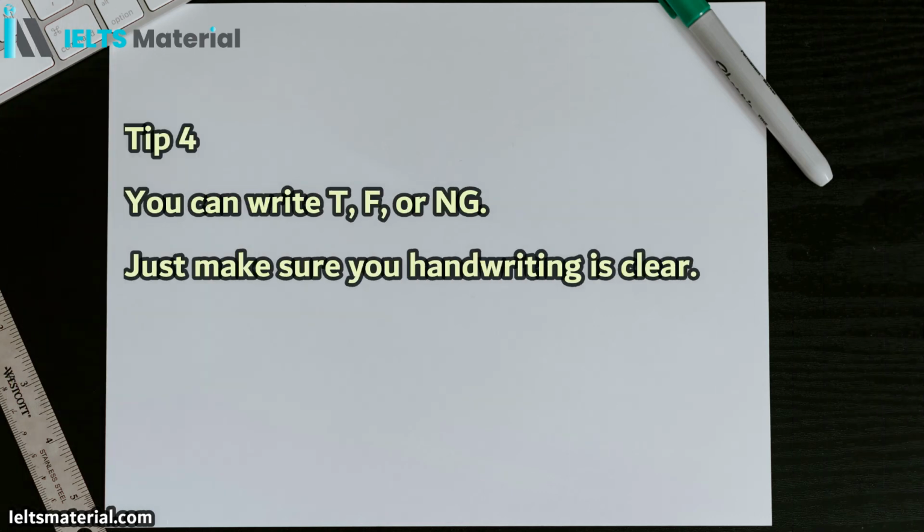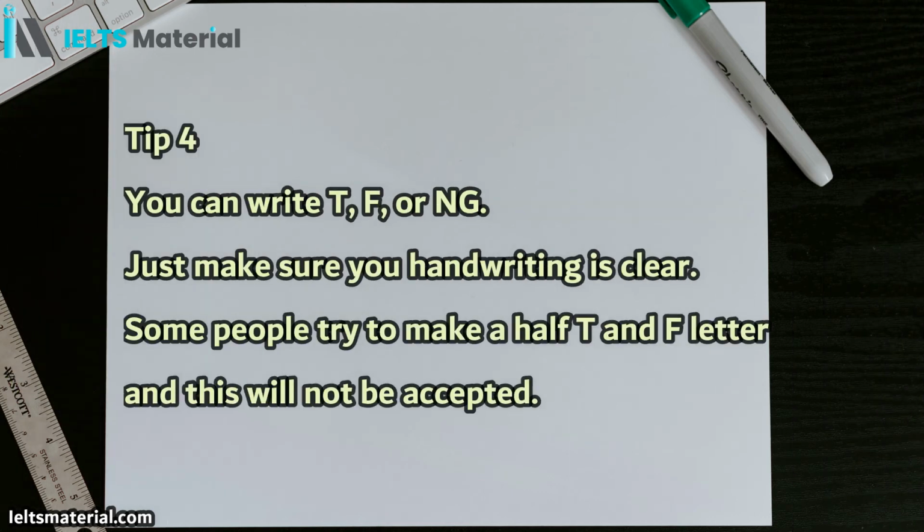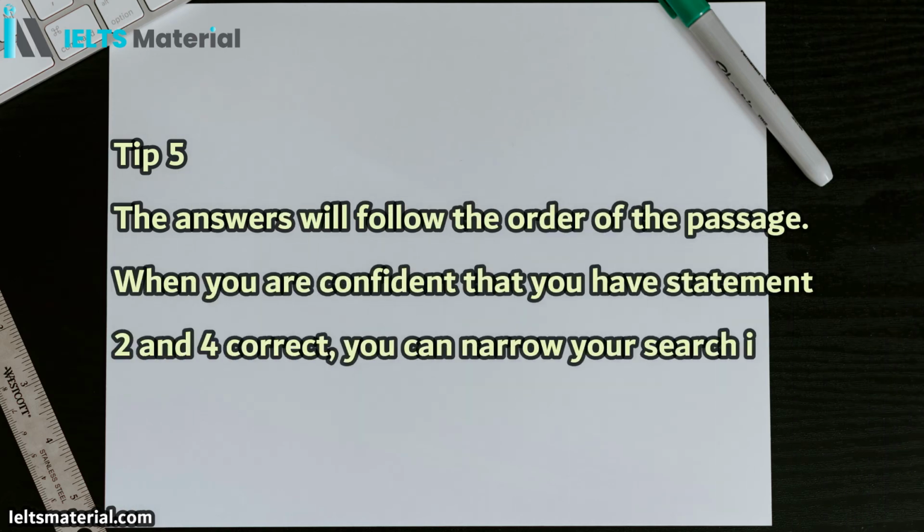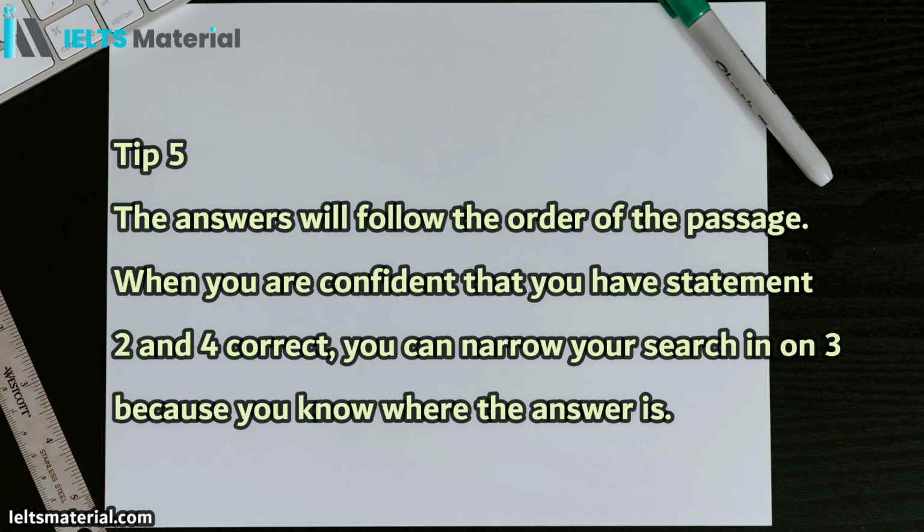Tip four, you can write just T, F, or NG. Just make sure your handwriting is clear. Some people try to make a half T and half F letter, and this will not be accepted and given no point. Tip five, the answers will follow the order of the passage. So when you are confident that you have an answer for maybe 2 and 4, you can narrow your search in on 3 because you know where the answer should be.